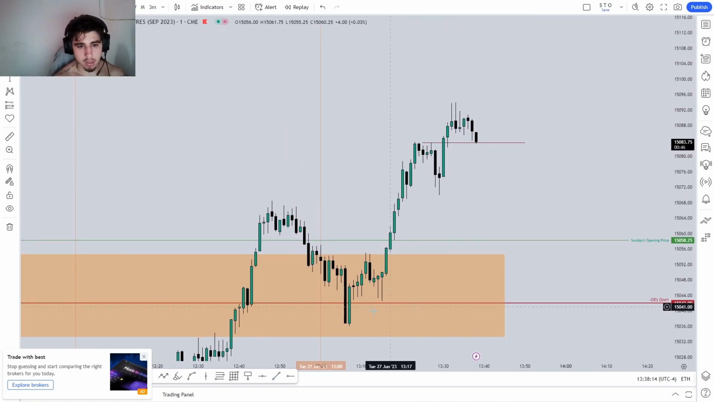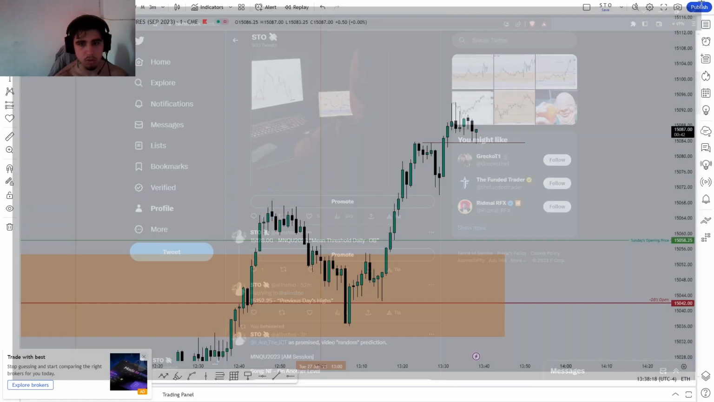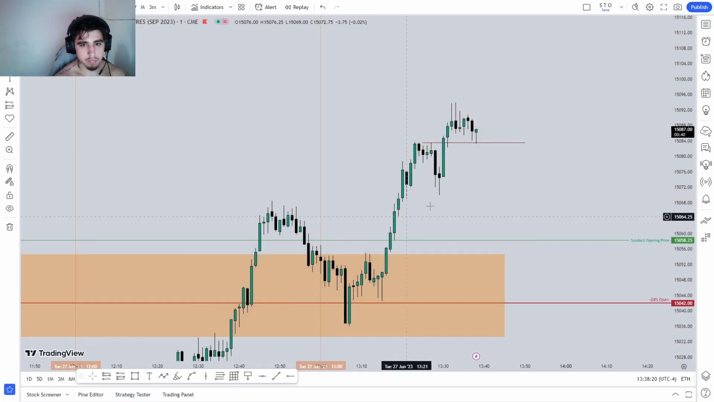Don't trust anything in here on a 1 minute chart. Didn't mean to do that. I would want to see this low being taken, but that would be conflicting with the premise that we have, that it doesn't go here. So this area is going to be left open.